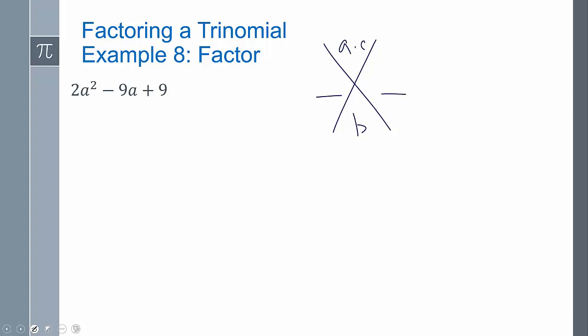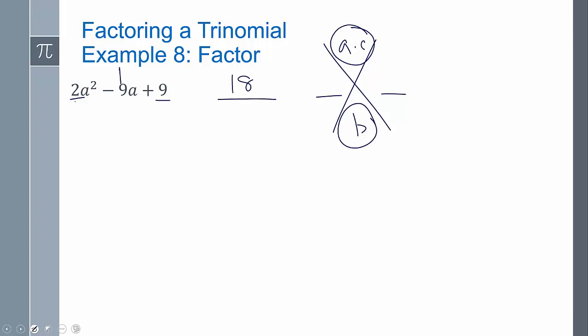Now, there is something that is correct about the Xbox method, and it's these 2 elements. So we're still going to do that. We're still going to multiply A times C together. A times C. So 2 times 9, 18. I still want to find the factors that are going to add to B.